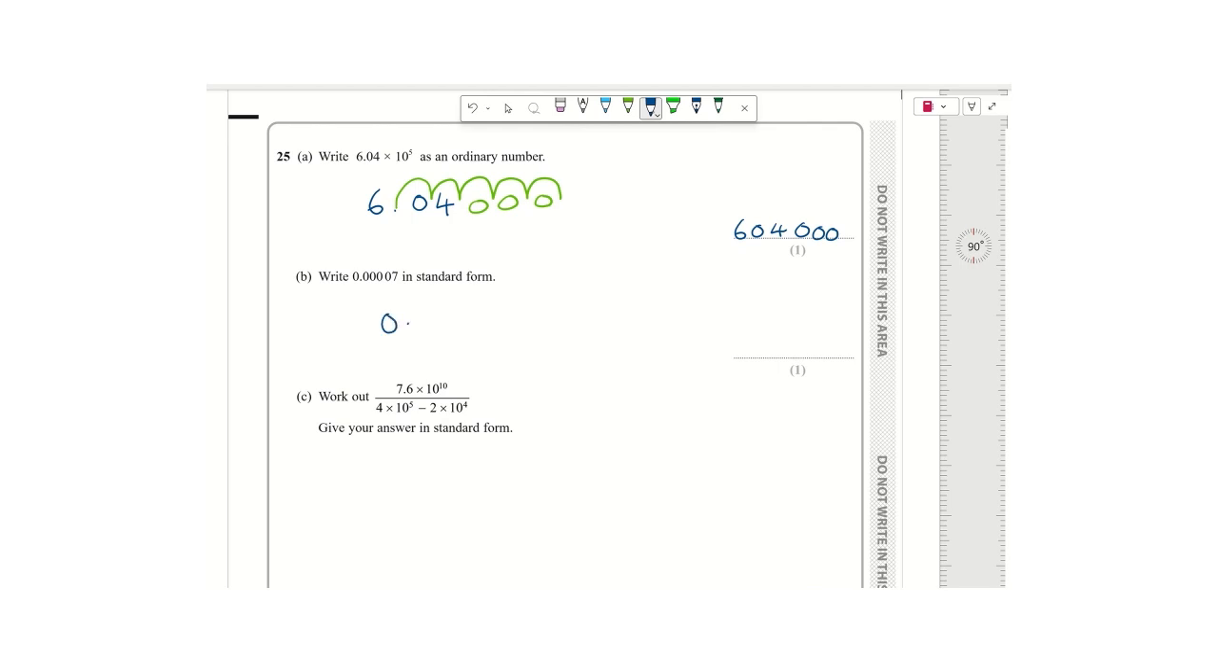And then similarly, going back the other way, 1, 2, 3, 4, to be able to count. The decimal point's got to go after the 7 because it's the only way I can have a number between 1 and 9. So the decimal point has moved 1, 2, 3, 4, 5 places. So it will be 7 times 10, and because it's a small number, it's to the power of minus 5.